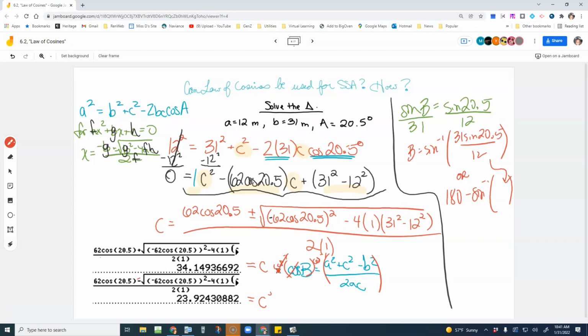But that would only be for C, then you'd have to do it again for C prime, and that would get angle B's two options, and then I think you would still have to go find angle C, but you could do that with the 180 trick that Andy already said.